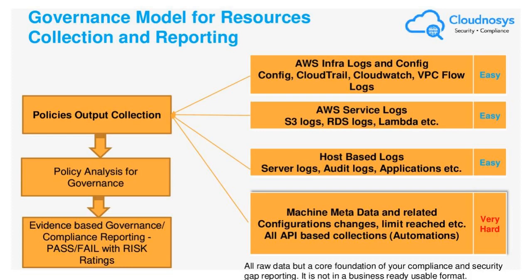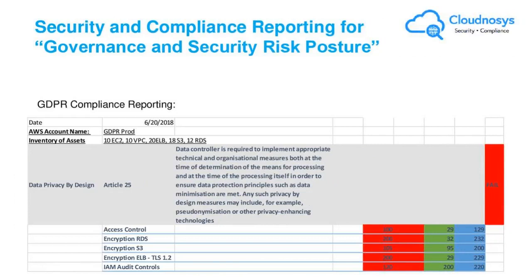And then finally, you should be able to generate a report that looks something like this on the next slide, which says to an auditor, well, for GDPR Article 25, we looked at our access controls and we looked at all the databases like RDSs, S3, load balancers, and IAM audit controls. And there's about 100 resources. Let's say 200 resources for RDS, and 32 are passing, 232 are in medium risk. So you should be able to generate this type of report, and the roll up of that is either pass or fail for Article 25.